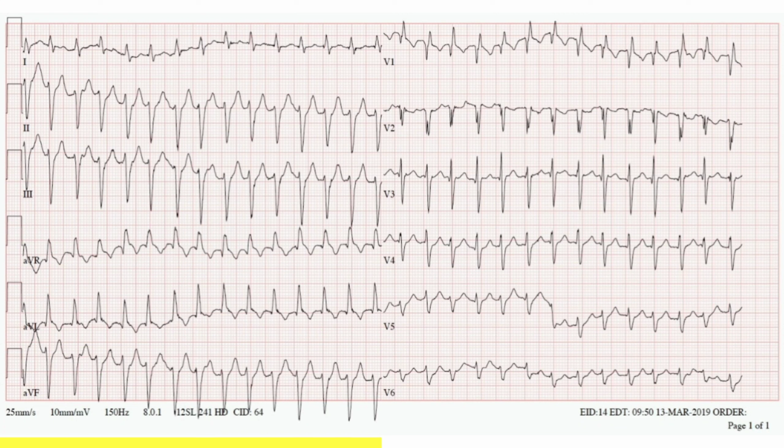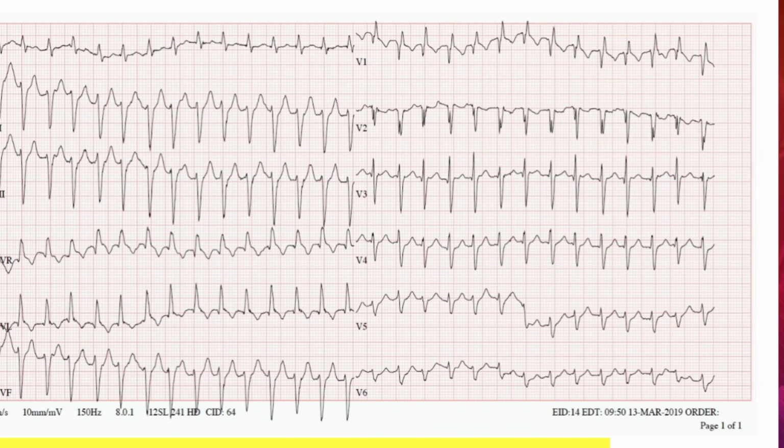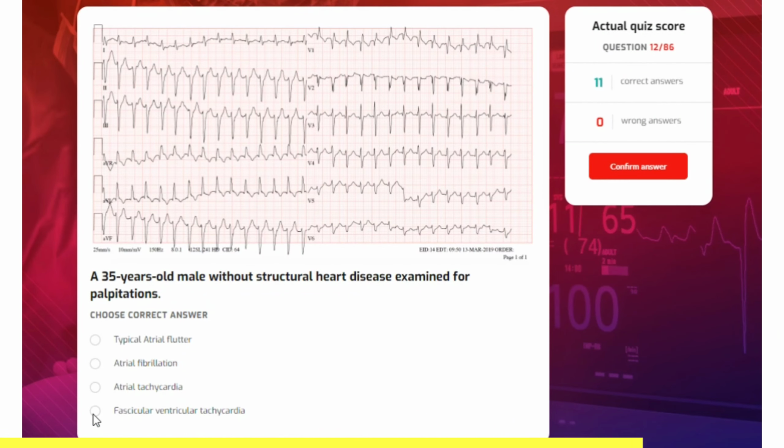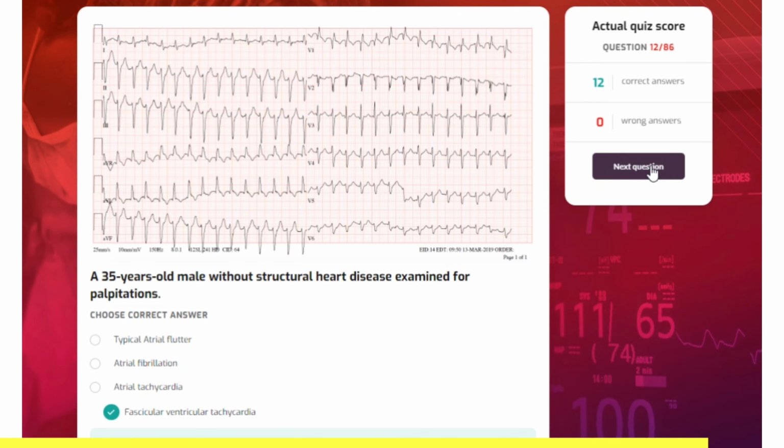As we can see here in this ECG, the left axis deviation is present with right bundle branch block morphology. Also ventricular tachycardia with relatively narrow QRS complexes can be seen. This ECG suggests fascicular ventricular tachycardia, that is given here as the last option. So let's check our answer. It is correct.